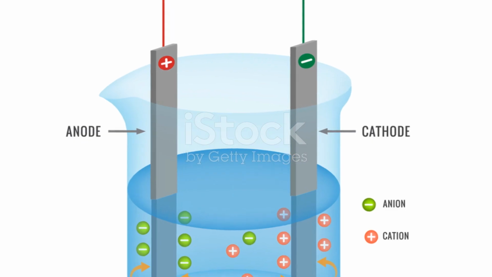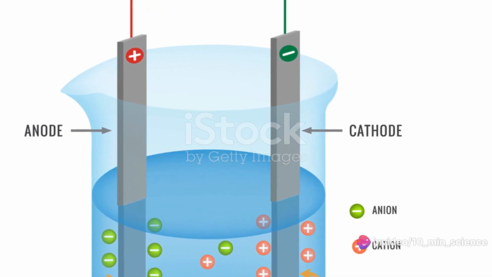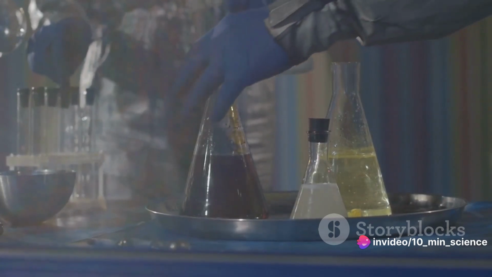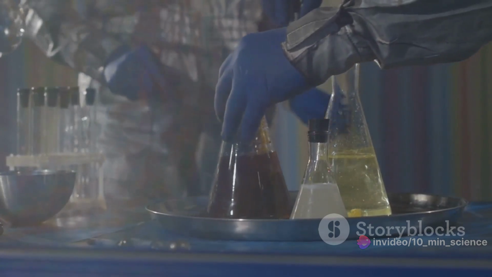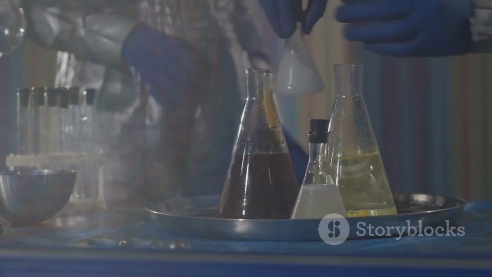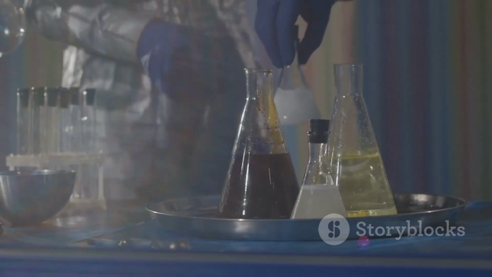Let's start with equivalent conductance. What is it? Well, equivalent conductance is simply the conductance of an electrolyte divided by the amount of the electrolyte. It's a way of measuring how effectively a substance conducts electricity, taking into account the amount of substance present.